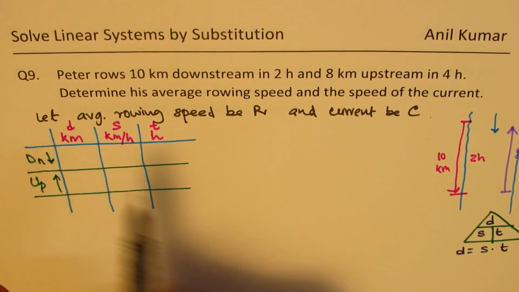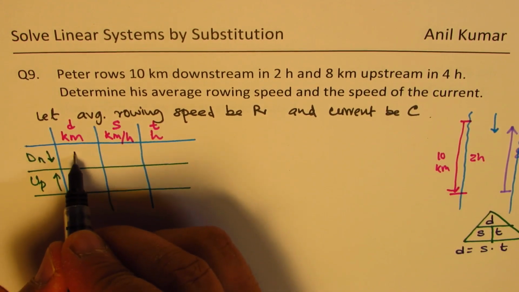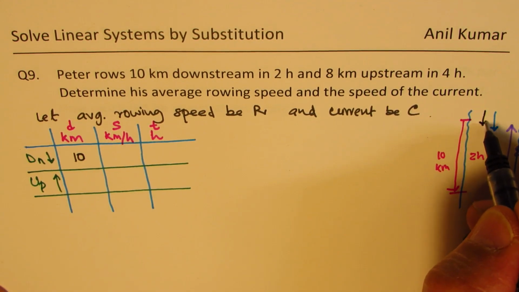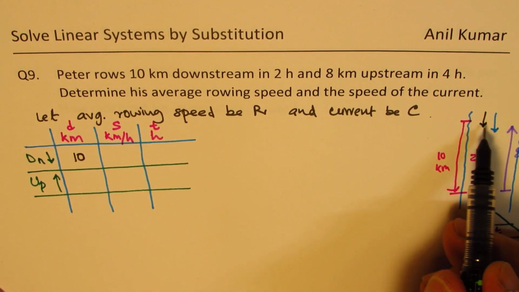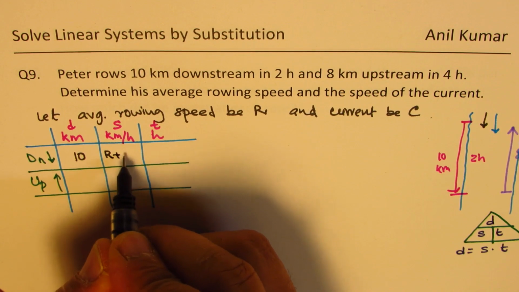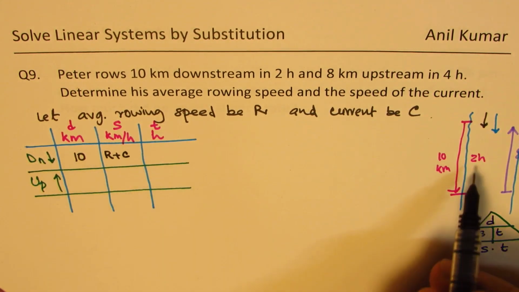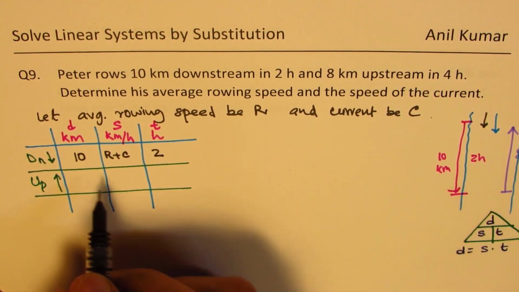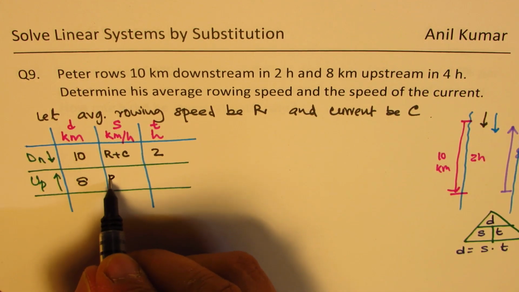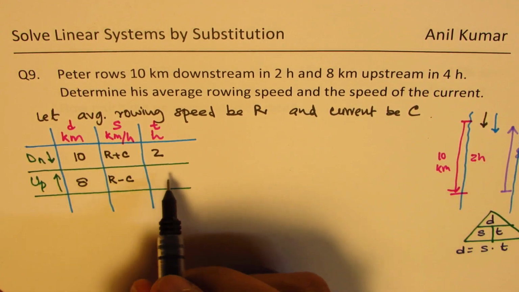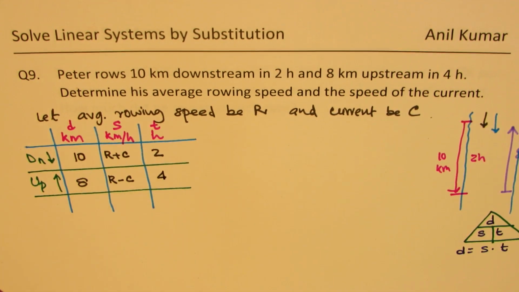So the distance traveled downwards is 10 kilometers. What is the speed? When you are going down, the rowing and water current are both in the same direction, so the speeds add up. So we have this speed as R plus C. Time taken is 2 hours, so it is 2. While going up, we have a distance of 8, but the rowing speed minus current is the net speed because the current is against, right? And therefore, it takes much longer, it takes 4 hours. So that is how we get all the values.